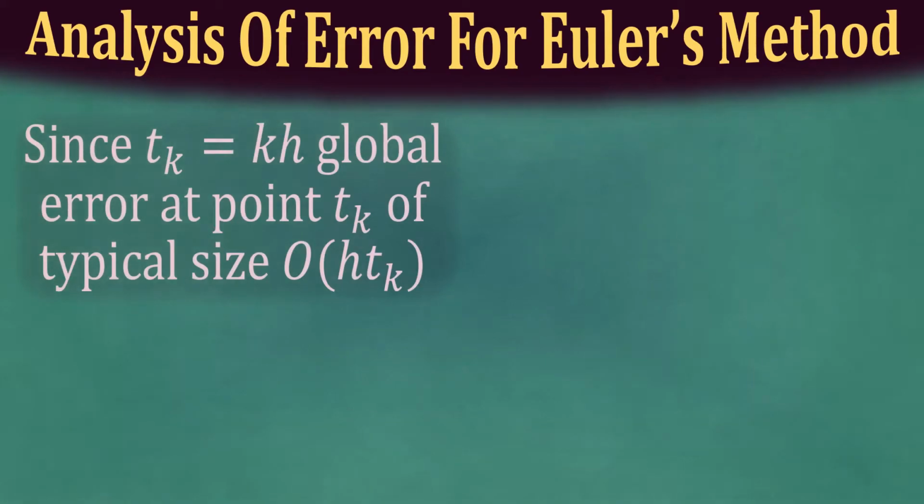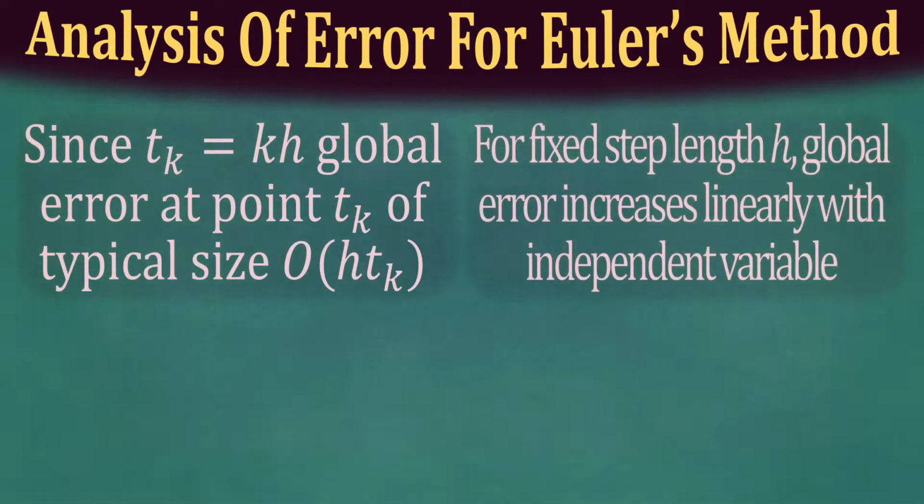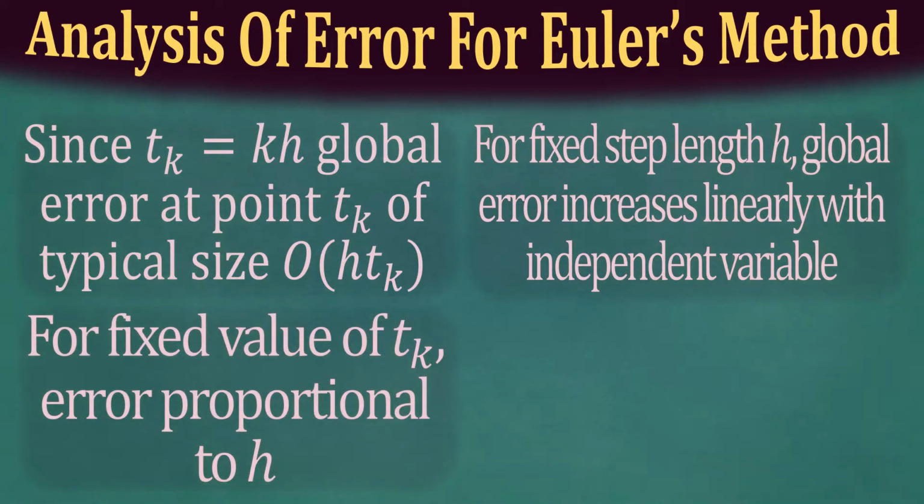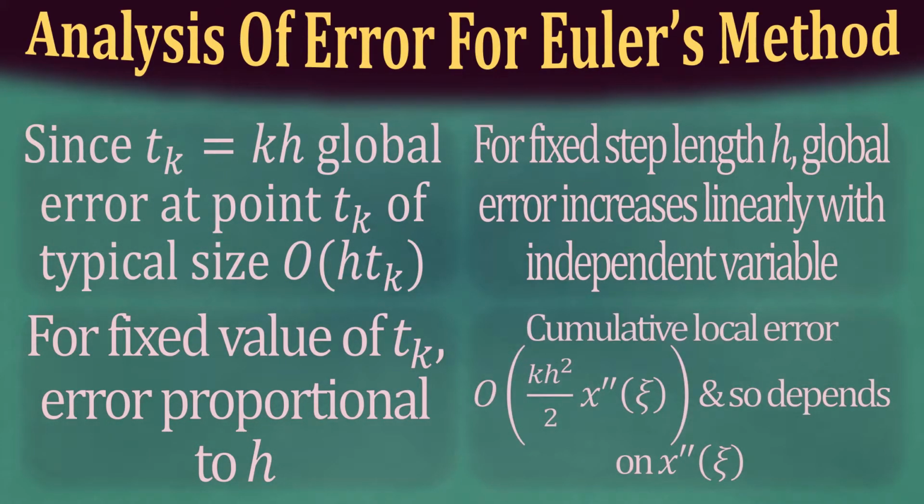Since tk equals kh, the global error at the point tk is of typical size h tk. For a fixed step length h, the global error increases linearly with the independent variable. Alternatively, for a fixed value of tk, the error is proportional to h. Note that technically the cumulative local error is of order k h²/2 times x''(ψ), and so it depends on x''(ψ).